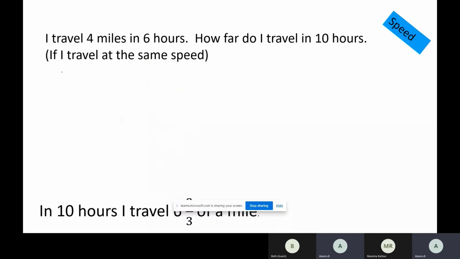If you travel 4 miles in 6 hours, 4 over 6, how far do I travel in 10 hours? X over 10. So you simplify your fraction. X over 10. 20 is equal to 3x. Divide by 3. Divide by 3. X equals 6 2/3. So I travel 6 2/3.